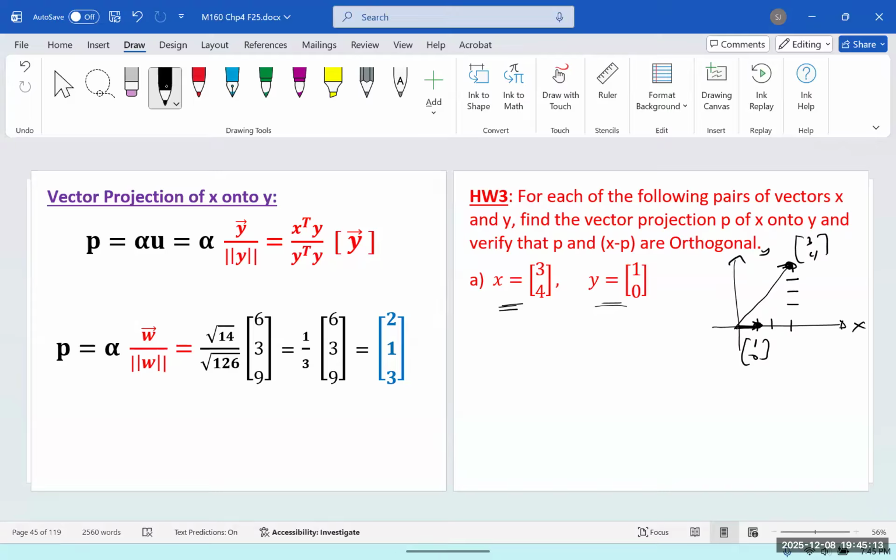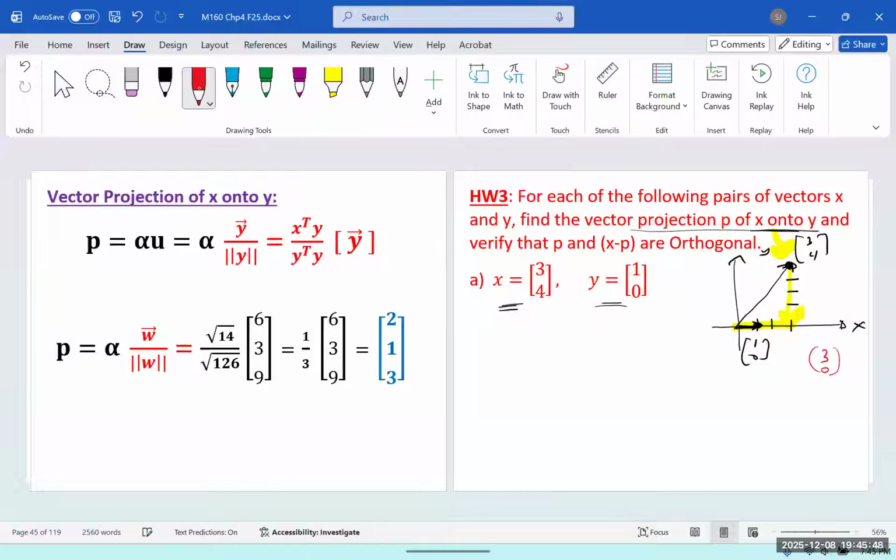Now it says find the vector projection of x onto y. It means when you put light here, how much of the x vector goes onto the y vector? So obviously the projection goes here. So how much is this? From this picture, it looks like it goes to 1, 2, 3.